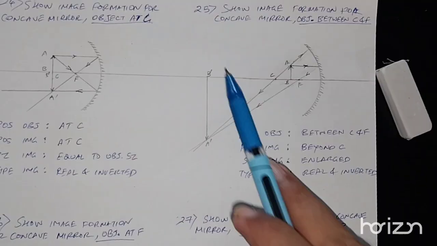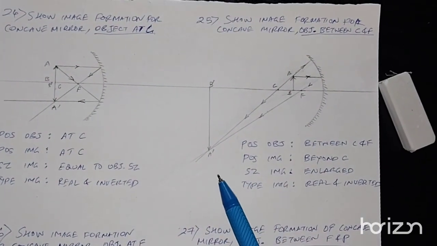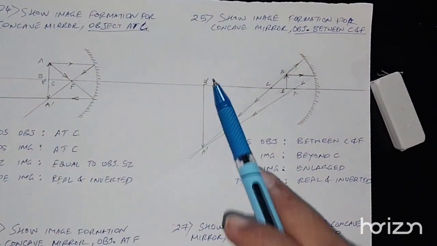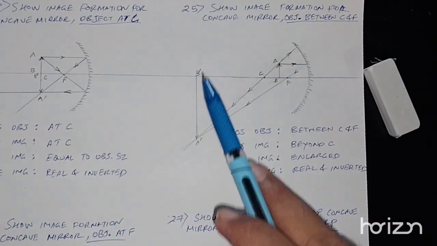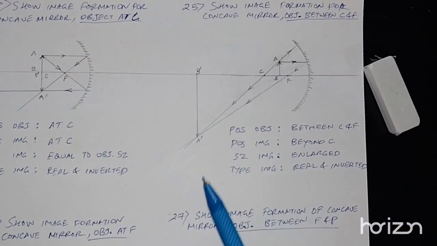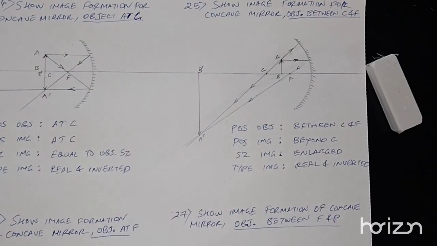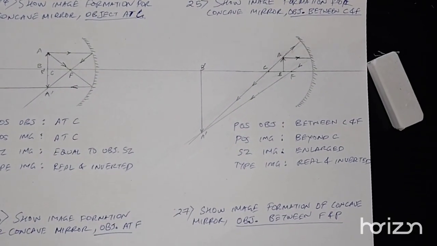What is the type of image? We can capture this image on a screen, so it is a real image, and it is inverted because AB is standing such that the arrow is up, and A dash B dash is formed such that the arrow is pointing down. So this is an inverted image.